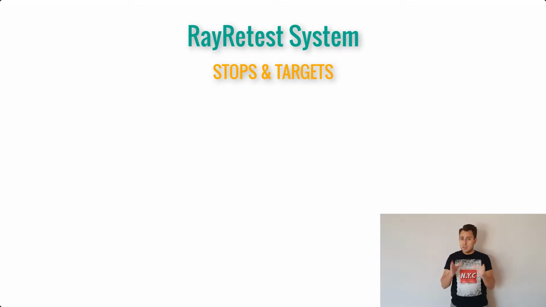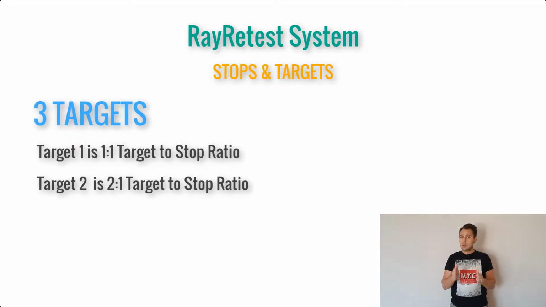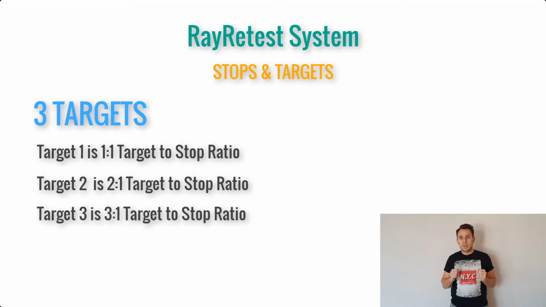Now for the targets. For this system, we use 3 targets, right? Target 1 is a 1-to-1 stop to target ratio. Target 2 is a 2-to-1 stop to target ratio. And target 3 is a 3-to-1 stop to target ratio.